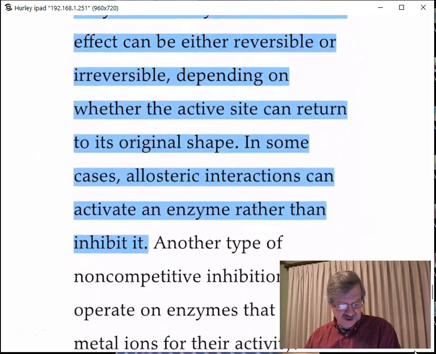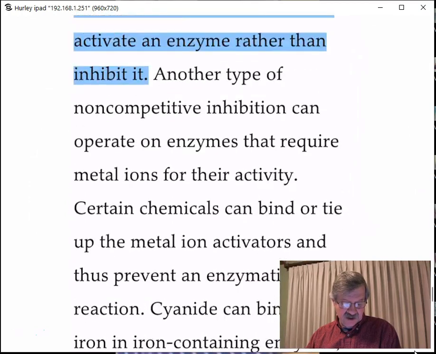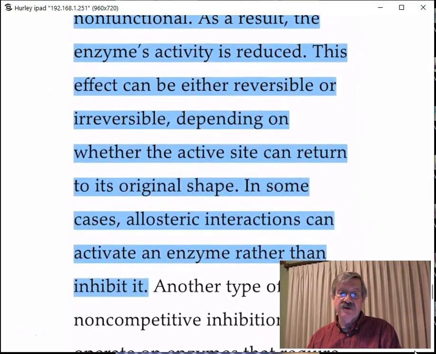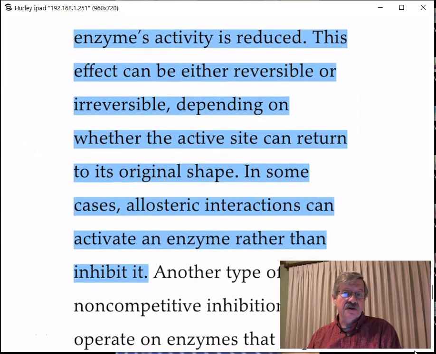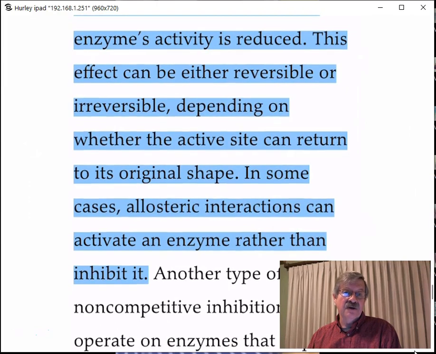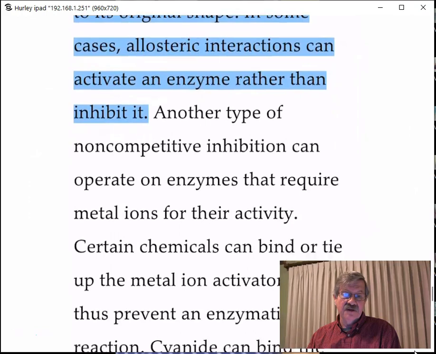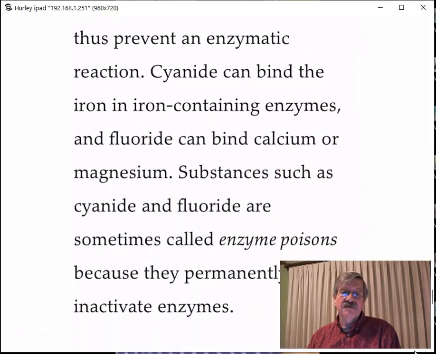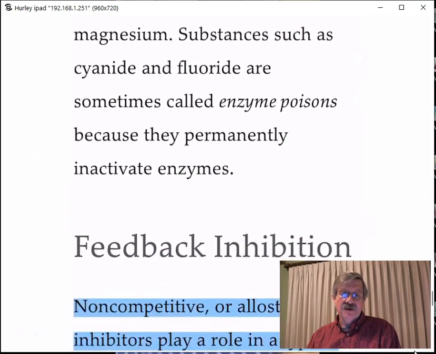So let's go on down here. And again, let's see right there. It talks about the idea of this being either reversible or irreversible. In other words, if it's reversible, it can act as a regulator. If it's irreversible, it is going to be a poison. That is, if the inhibitor is reversible or irreversible. And there's an example there with cyanide and so forth. Okay.